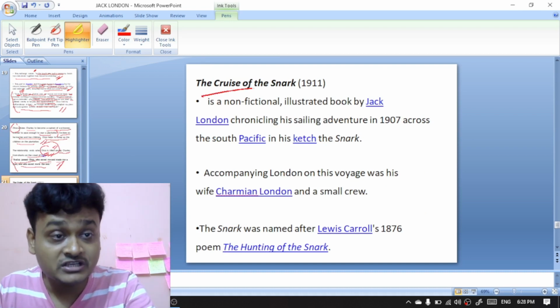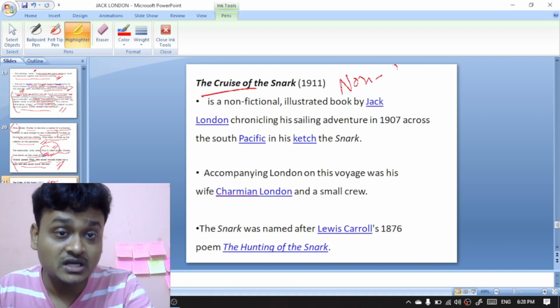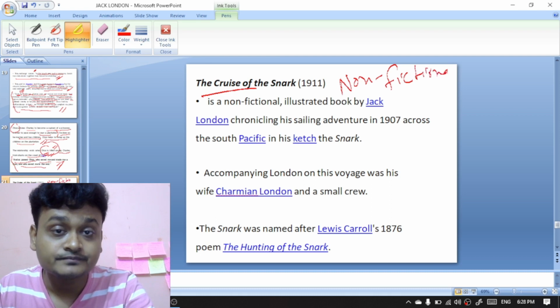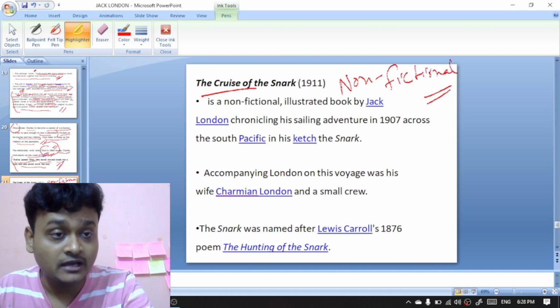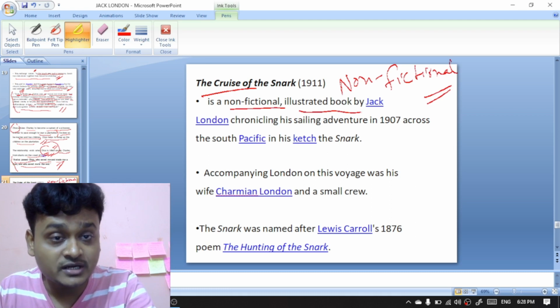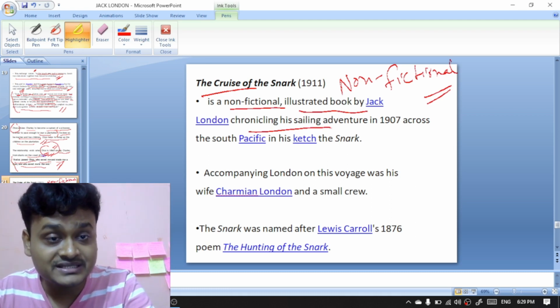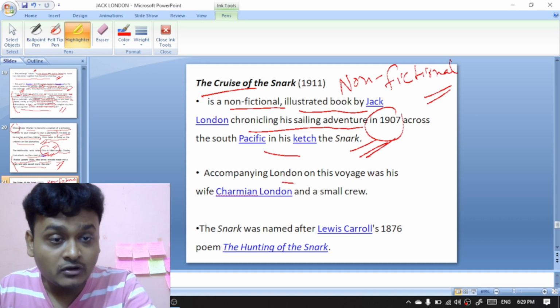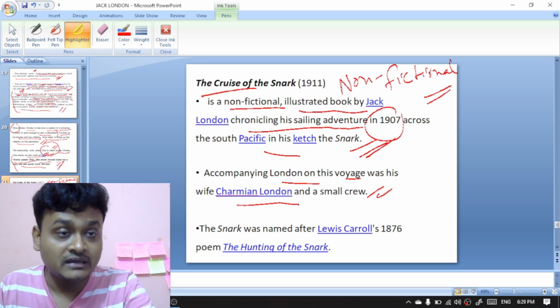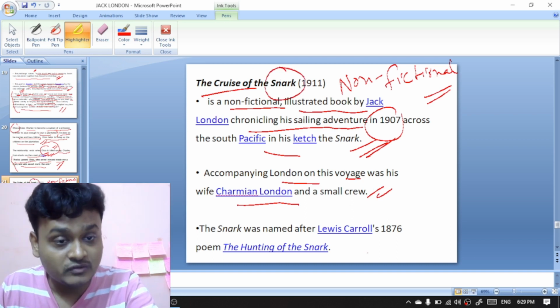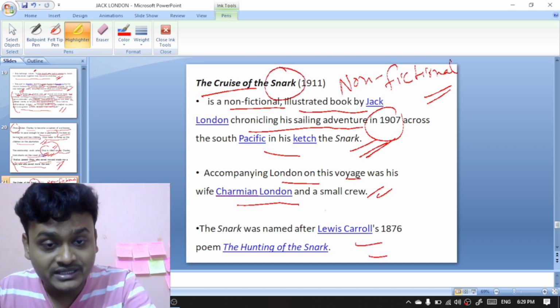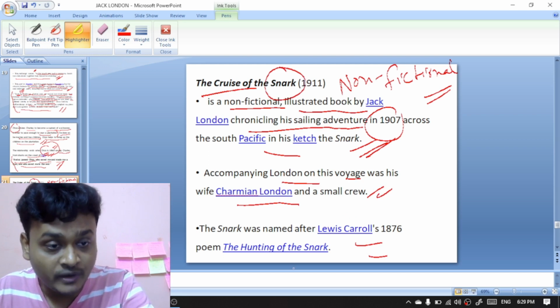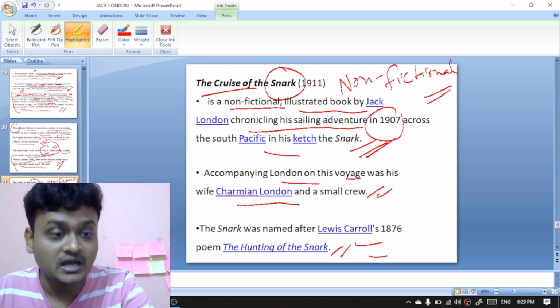Another work, a non-fictional work written by Jack London, is a non-fictional illustrated book chronicling his sailing adventure in 1907 across the South Pacific in his ketch, the Snark. Accompanying London on the voyage was his wife Charmian London and a small crew. The Snark in the title was named after Lewis Carroll's 1876 poem, The Hunting of the Snark.